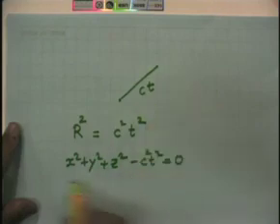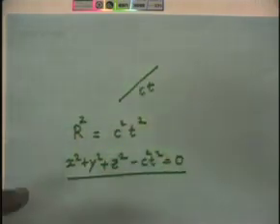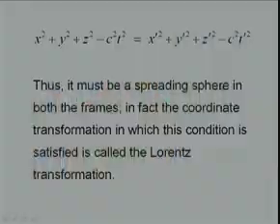So, this condition represents the fact that you have a spherical wave front here. What this equation tells us is that it must be a spreading sphere in both the S frame as well as in the S prime frame. In fact, the coordinate transformation in which this condition is satisfied is called the Lorentz transformation.